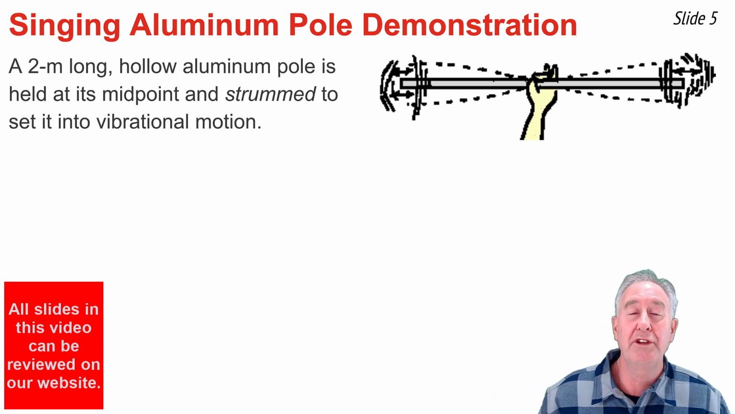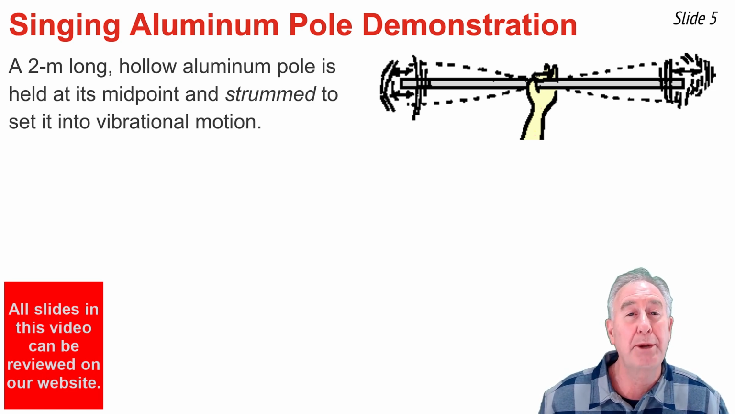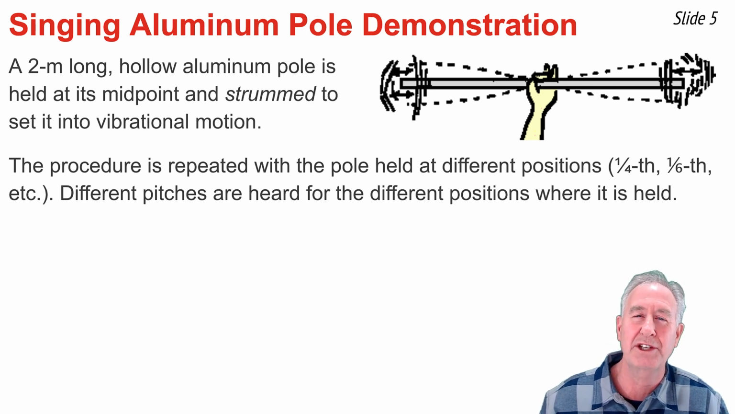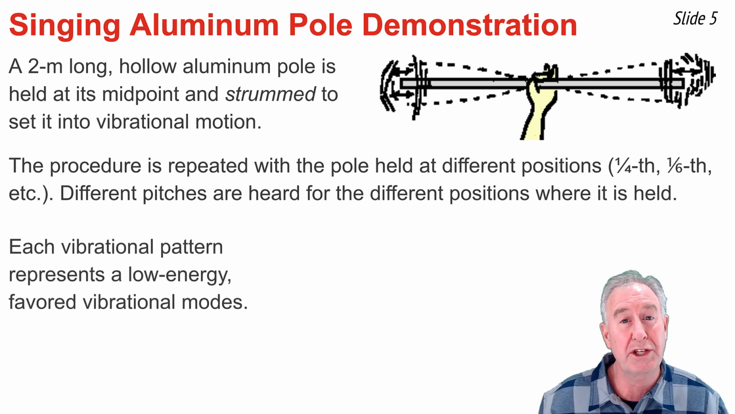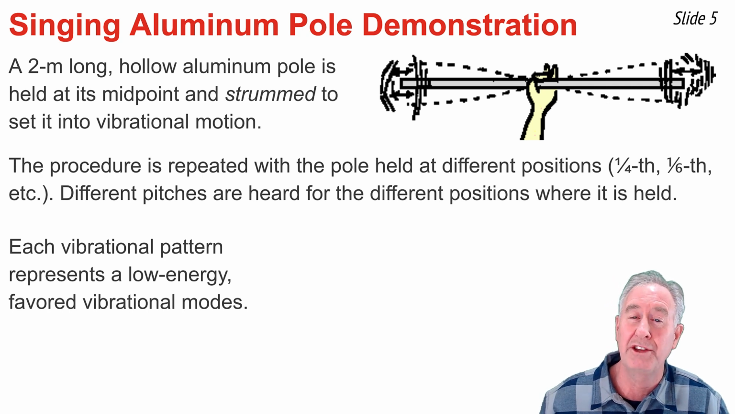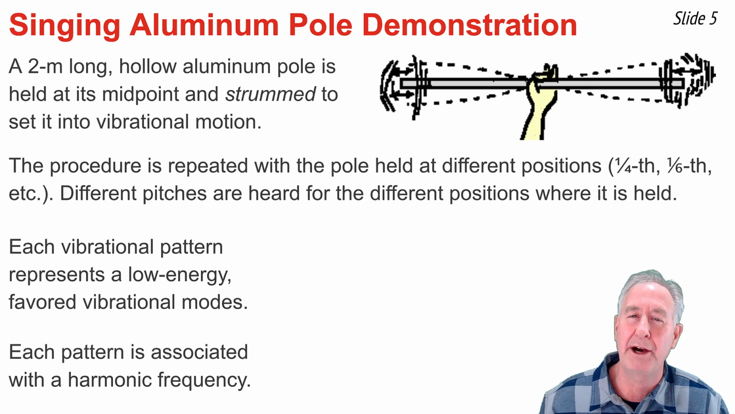When you vibrate the pole in this manner, it begins to resonate with one of its natural frequencies, and you hear a very loud, pure-sounding tone. If you hold the pole at a different position, say the 1/4 position, 1/6 position, or 1/8 position along the length, the pole will be forced to vibrate in a different mode of vibration, and you would hear a different harmonic frequency. Each mode of vibration of the pole is a standing wave pattern and represents one of the low-energy favored modes of vibration that the aluminum pole has, and the frequency that the pole sounds out with when vibrating in that manner is known as a harmonic frequency.